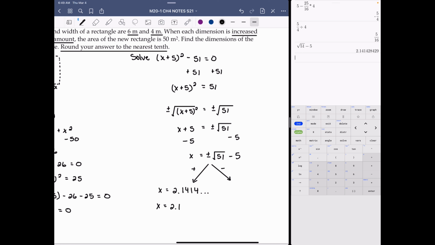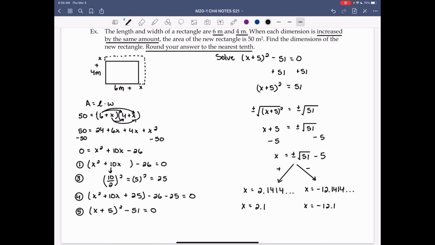And then if we do the negative, we get negative square root of 51, move out of the square root, and then minus 5. And we get x equals negative 12.1414... Rounded to the tenth would be negative 12.1.